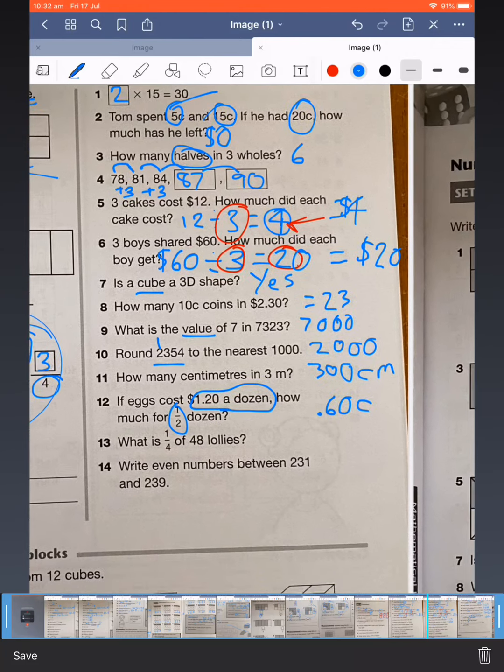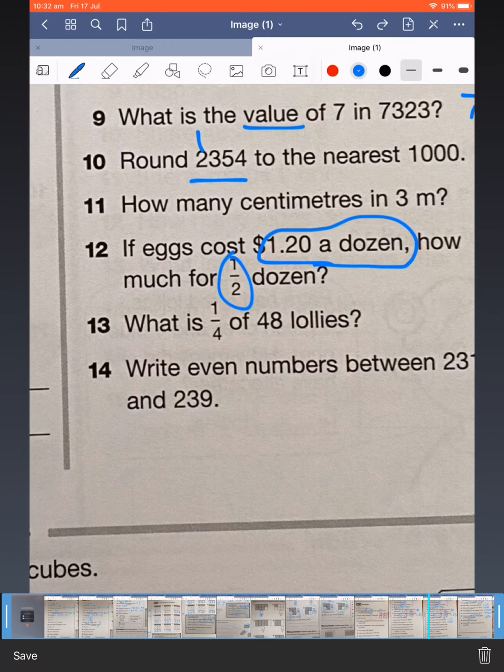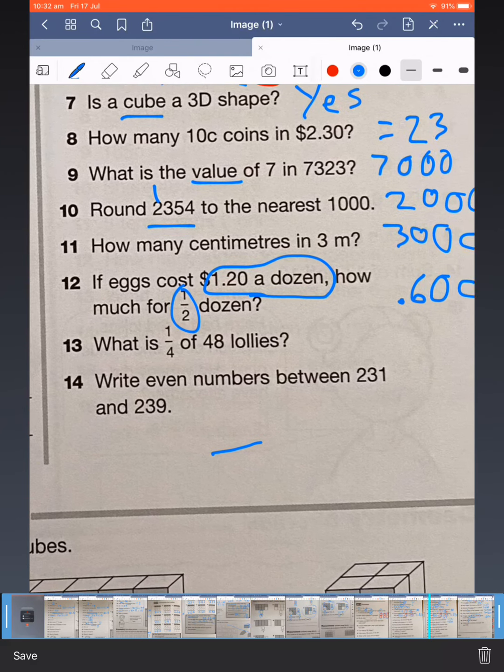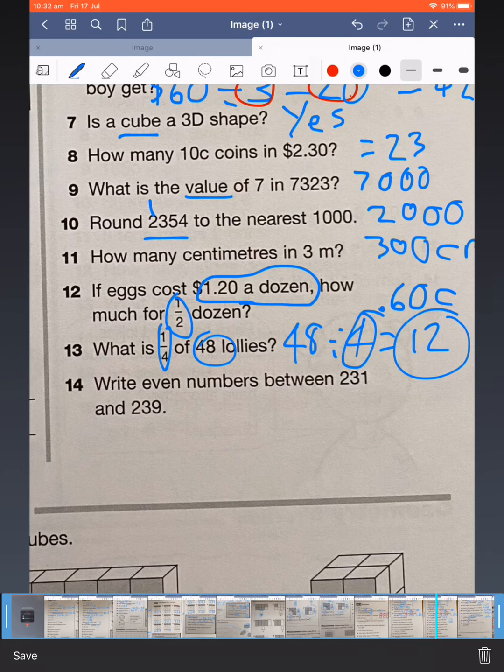Okay, let's have a look. What is a quarter of 48 lollies? So you're actually going to divide it by 4. Okay, so you're going to get 48 and you're going to divide it by 4. 48 divided by 4 equals what? Now this is when your times table is very important. I know this because I know that 4 times 12 is 48. So my answer is 12. 12 is 1/4 of 48. Very good.